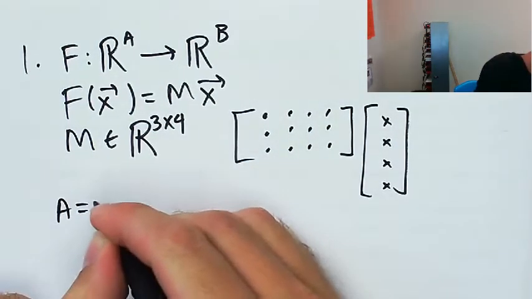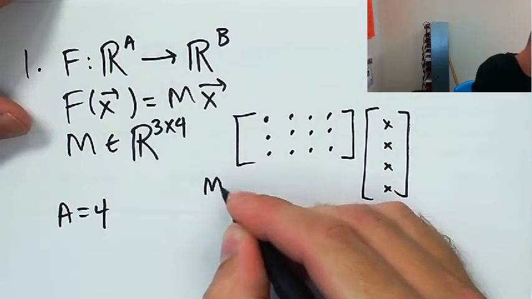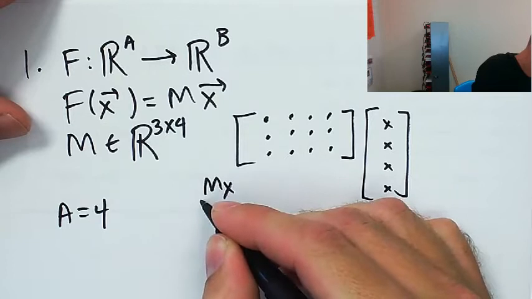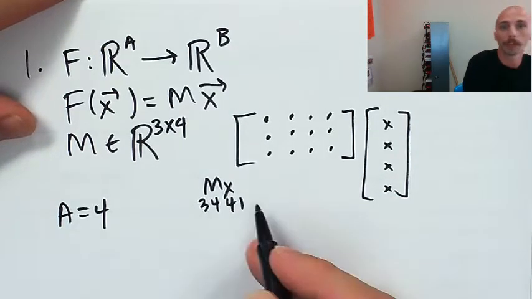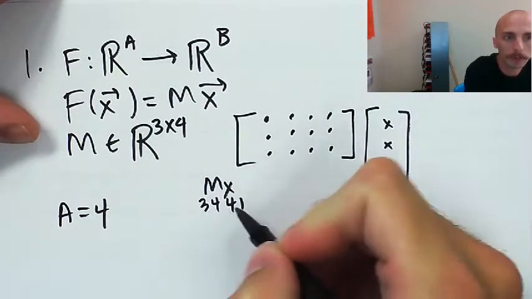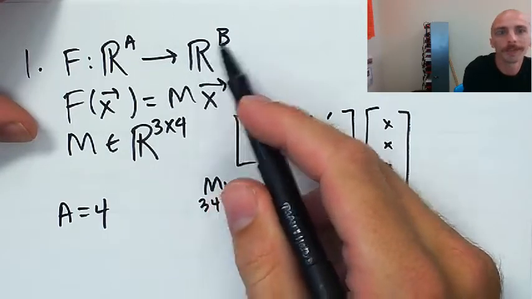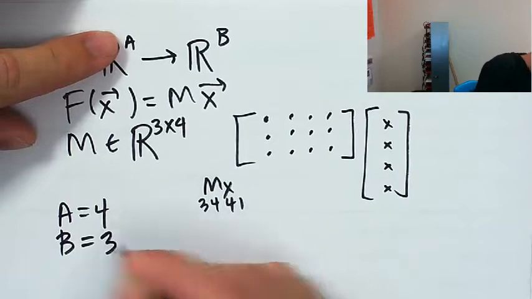So a equals 4. And then if we think about M times x, M is a 3x4, x is going to be a 4x1, so we're going to be left with a 3x1 vector at the end. So that means that the output is a 3x1 vector. The set of all outputs lives in R^3. So the codomain is R^3. Okay, that's all for that one.